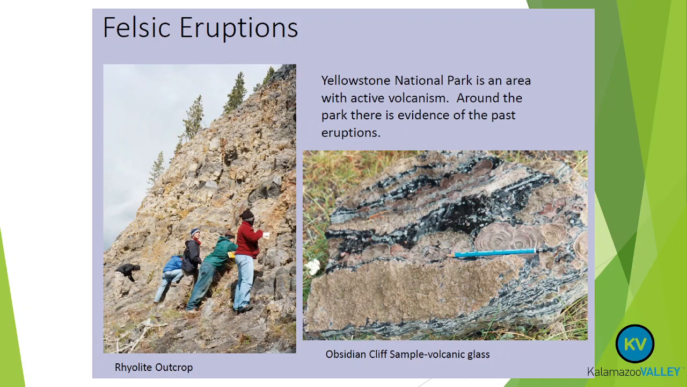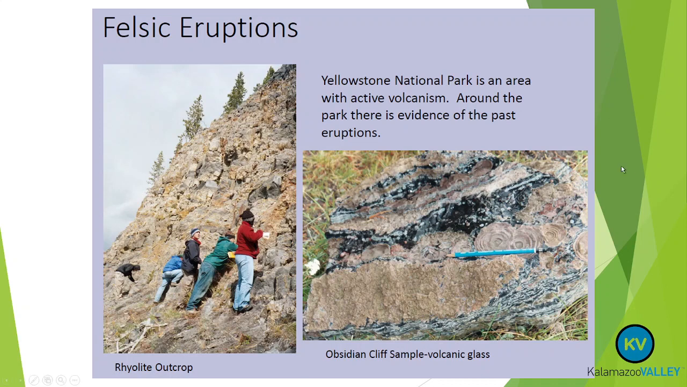And felsic eruptions are those which tend to be a bit more violent because they have the higher viscosity. Recall that they have the lighter elemental composition, so they can go quite a bit further than their mafic counterpart, given the same amount of force, although the force isn't always equal. And we can have some interesting formations come out of that as well.